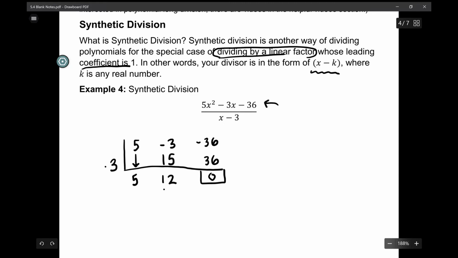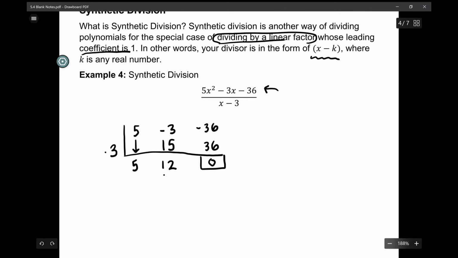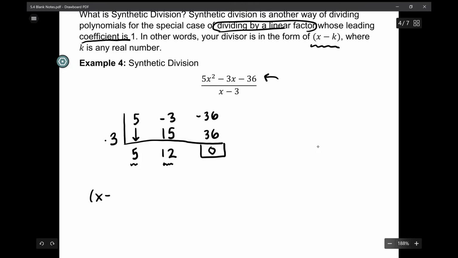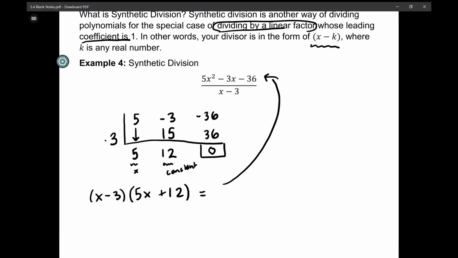If you got 0, that means the divisor divided into the dividend evenly. And in fact, these are the coefficients of your quotient. So what does that mean? It means that if I take x minus 3, which is what I divided by, and I multiply it by 5x plus 12, this is my constant term, this is my x term, and you always go up like that, I'm going to get back to my original polynomial, 5x squared minus 3x minus 36. All right? So that is synthetic division. Let's do another practice problem.